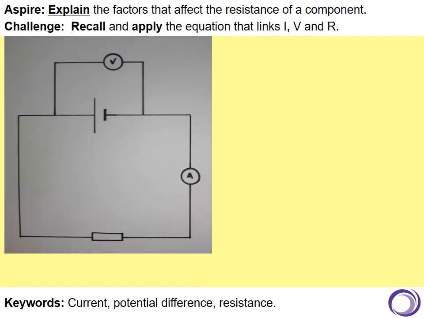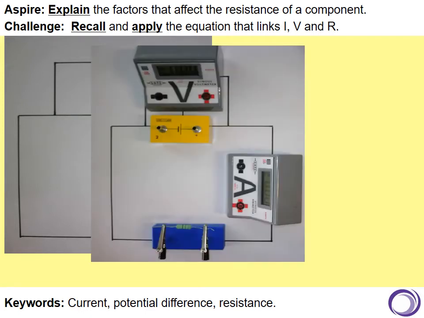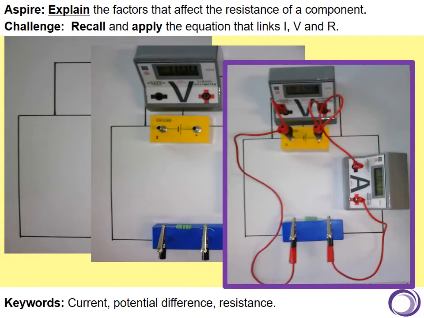Okay, so here's the circuit diagram. If we then add in the components, we've got the voltmeter, the ammeter, the cell, and the resistor, which is that green item at the bottom of the screen that's connected between the two crocodile clips. If we then add in the wires, we'll have a diagram similar to this.